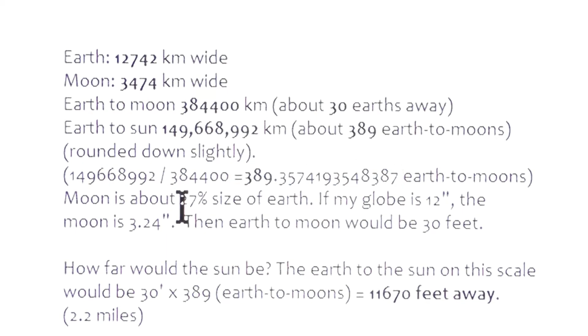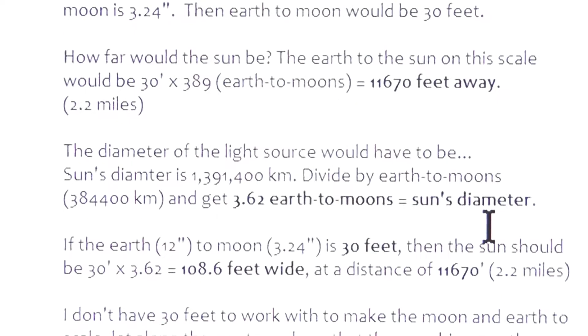So the Moon is about 27% the size of the Earth. If my globe is 12 inches, then the Moon is 3.24 inches, and therefore the gap between the Earth and the Moon would be 30 feet. How far would the Sun be? Well, the Earth to the Sun on this scale would be 30 feet times 389 Earth-to-Moons, which is 11,670 feet away.